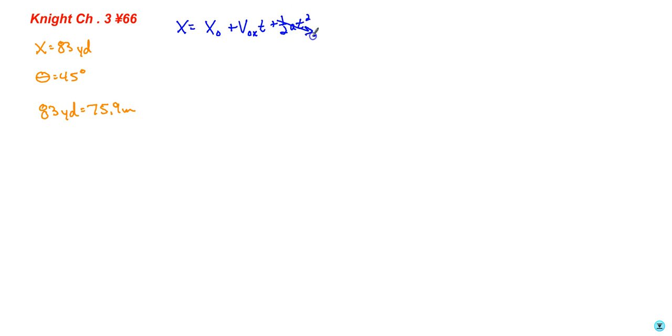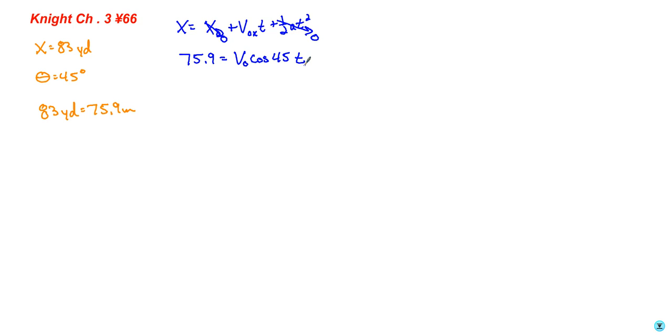Again, a is 0 because there is nothing in the horizontal direction causing it to accelerate. So we're left with the fact that it traveled 75.9 meters. X sub O is also 0, take that to be our origin. And we're left then with V sub O times the cosine of 45, and then times t. Okay, so we're left with that bit right there.